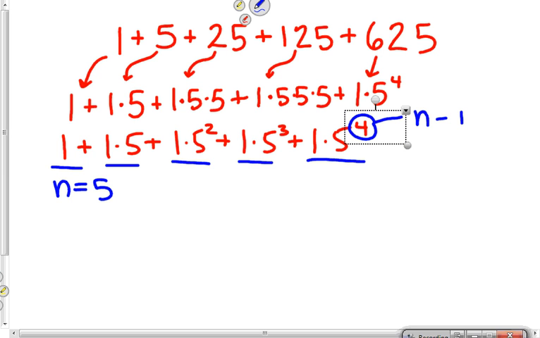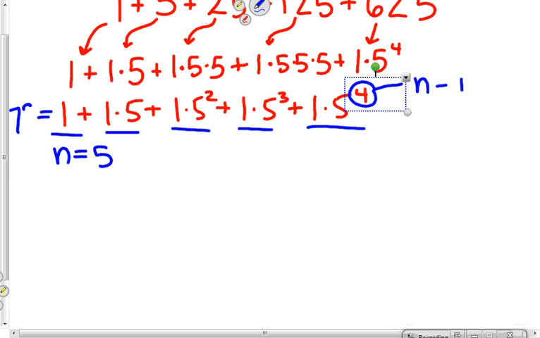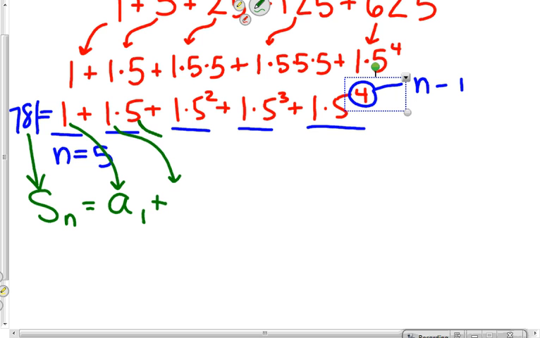We know from our previous work that all of this adds up to 781. And that is known as the sum of these n terms equals 1. I'm changing everything to the variables that represent them, or the symbols. 1 was the first term. We call that A1. Plus A1 times, what's 5 in this problem?